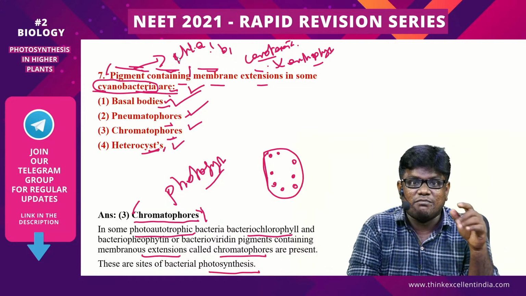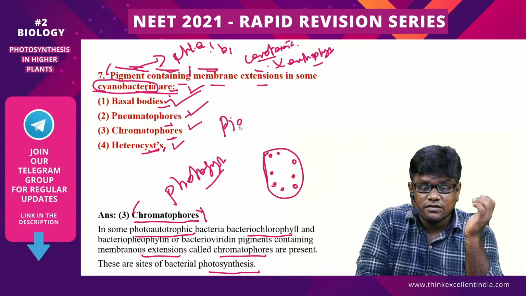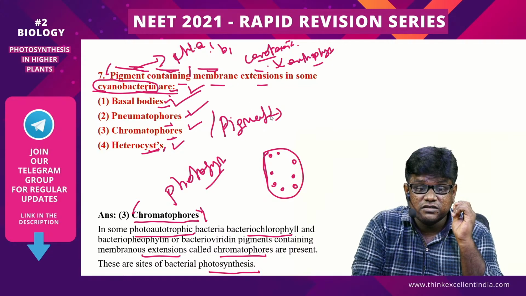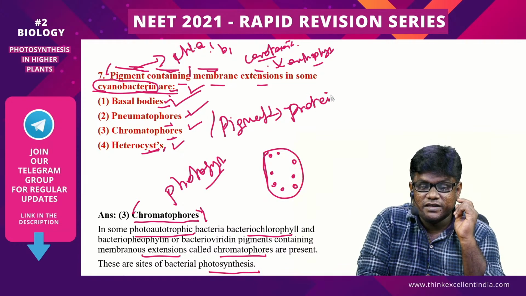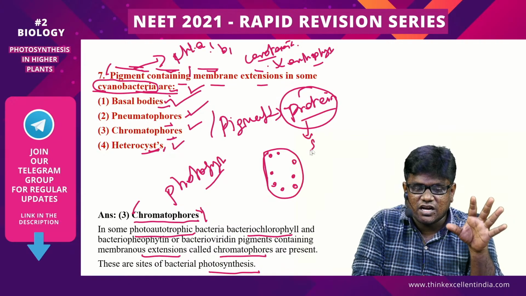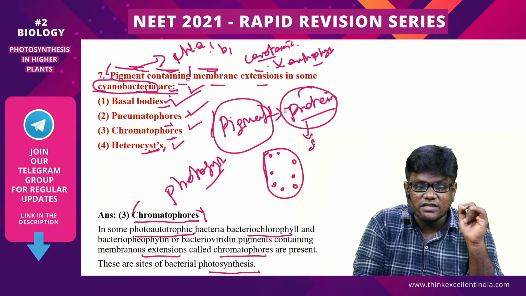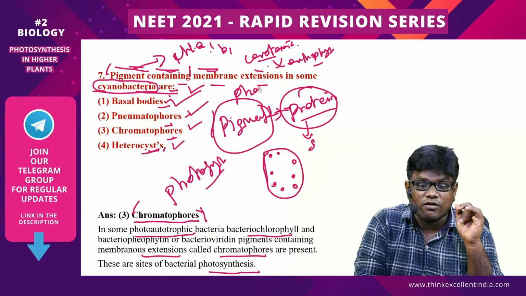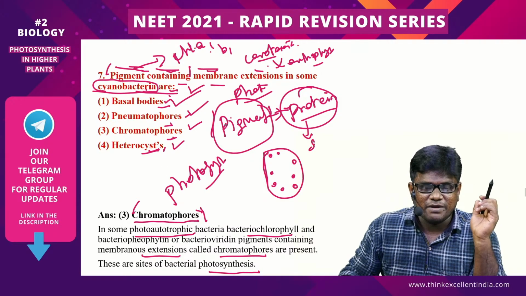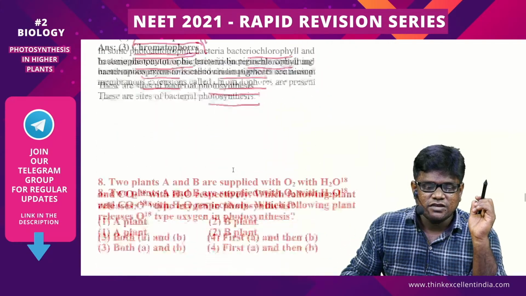Why is there a pigment? Pigment means what exactly? You have to be very clear with all the words. Technically it is very important. Pigment. The proteins which are responsible for the structure and function. Pigmented proteins are involved in the photosynthetic process. Is it clear? So the chromatophores are the pigment-containing membrane extension in cyanobacteria.